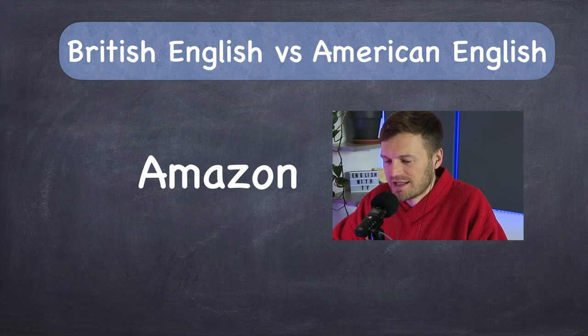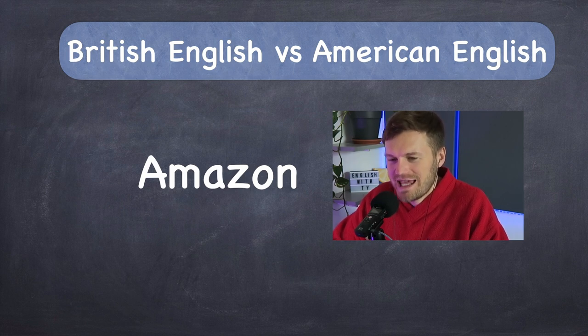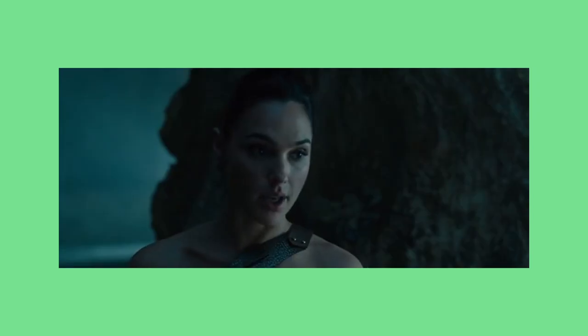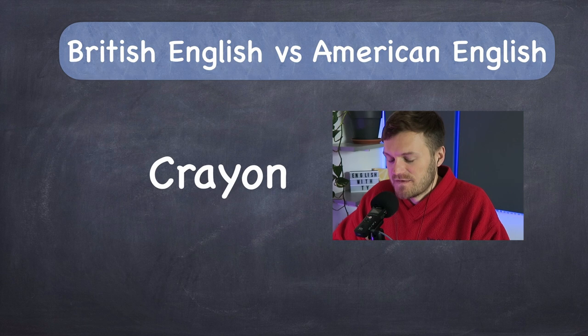In American English, it would be more like Amazon. So the A at the beginning, first of all, is pronounced like an A, Amazon, and the O is quite round, Amazon. So in British English, it would be more like Amazon, and in American English, Amazon. The same principle applies for this next word here.